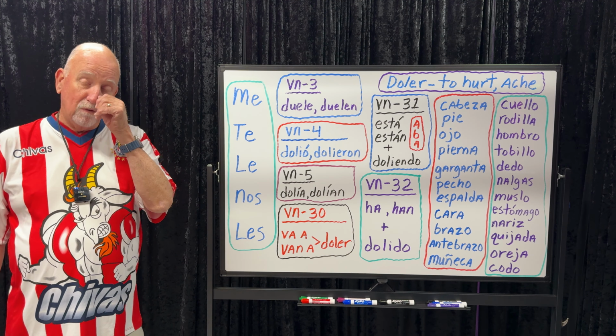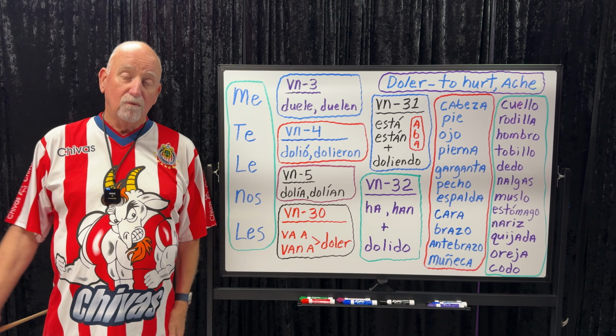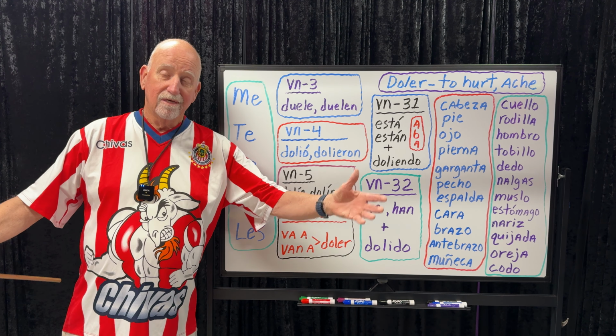So to say what's hurting and what's aching, está or están doliendo. But if you want to take that into the past, you could go estaba and estaban. That would make this a 5. This would stay 1. That would be a 51. All right, let's drop down here to ha, han, and dolido. Where does ha or han come from? Haber. Haber. Where does haber come from? The forest. El bosque, the forest. Did you get that?